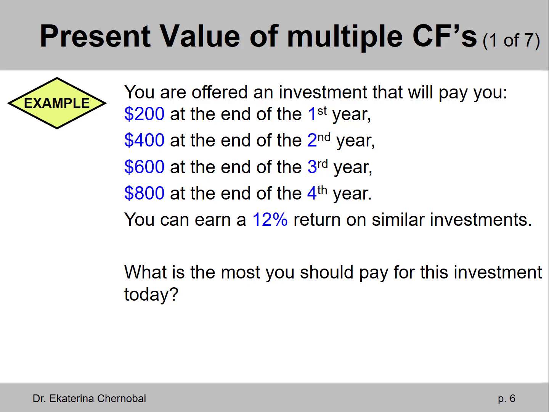Example, you're offered an investment that will pay you $200 at the end of the first year, $400 at the end of the second year, $600 at the end of the third year, and $800 at the end of the fourth year. You can earn a 12% return on similar investments. What is the most you should pay for this investment today?